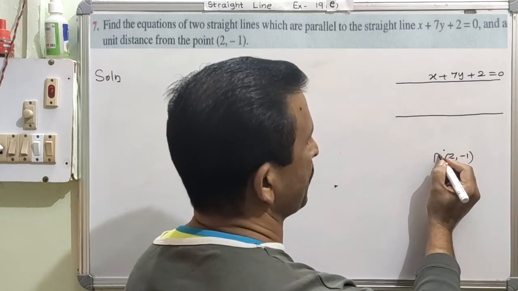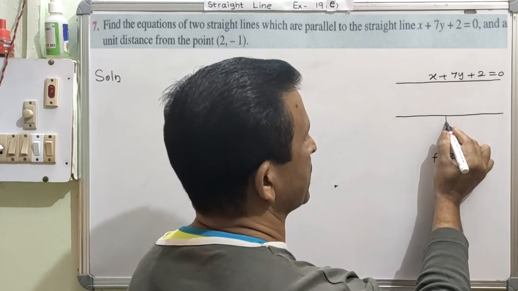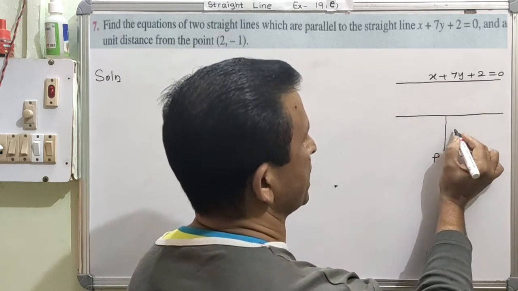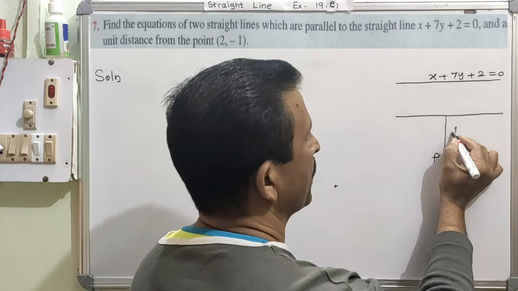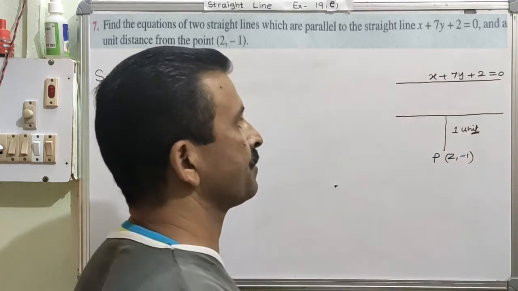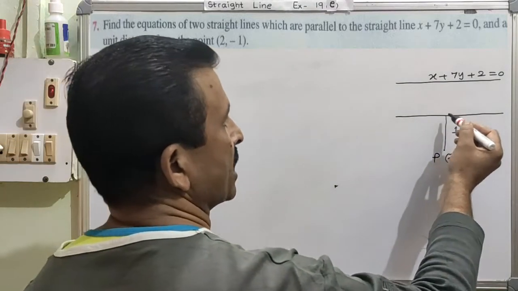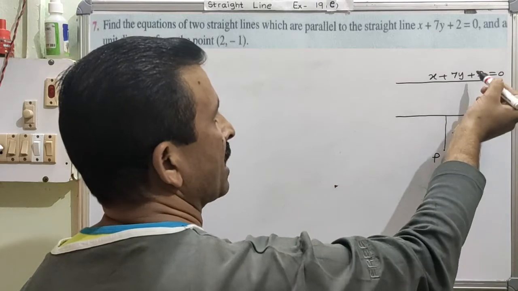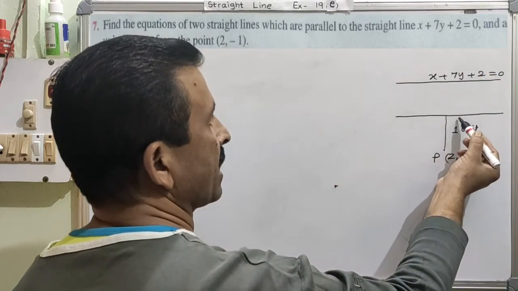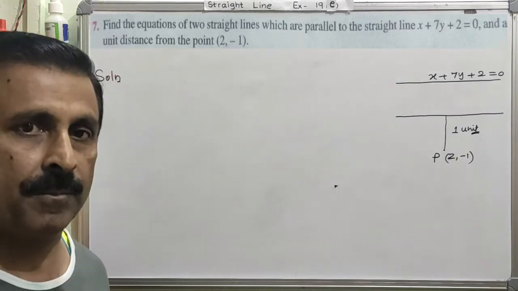Suppose this point is P. Then the line which you are going to calculate is said to be at a unit distance. Unit distance means 1 unit. Unit means always 1. So now the question is to find the equation of this line which is parallel to the given line and is at a unit distance from the point P. This is the complete question.